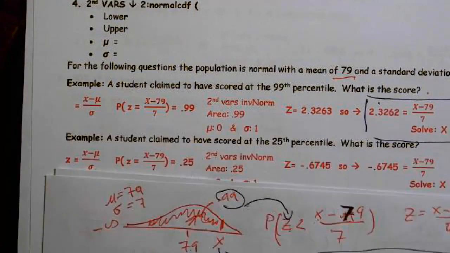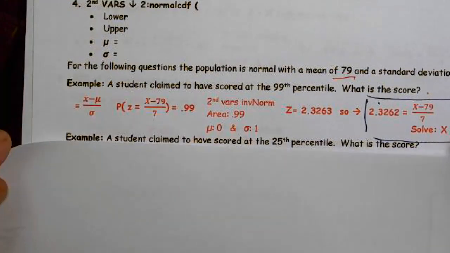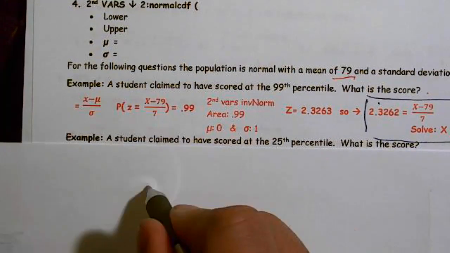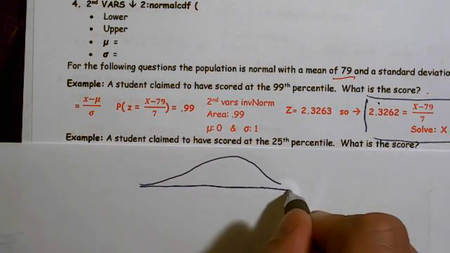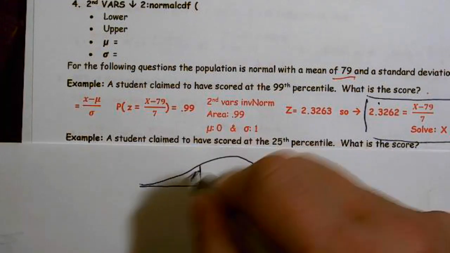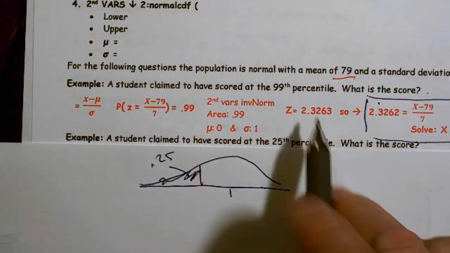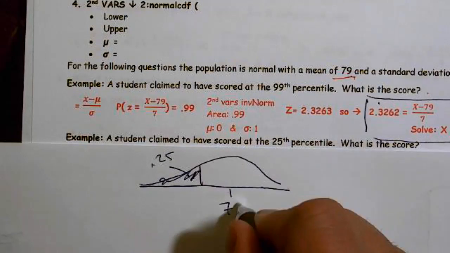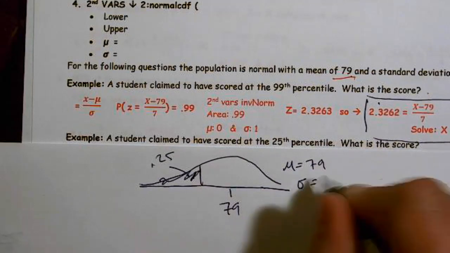All right, next problem. A student claimed to score at the 25th percentile. So what is their score? All right, so we go back to our picture. That's not a very good graph, but that's okay. It is what it is. This right here is 0.25. And we now have a mean of 79, mu is 79, and our standard deviation is 7.